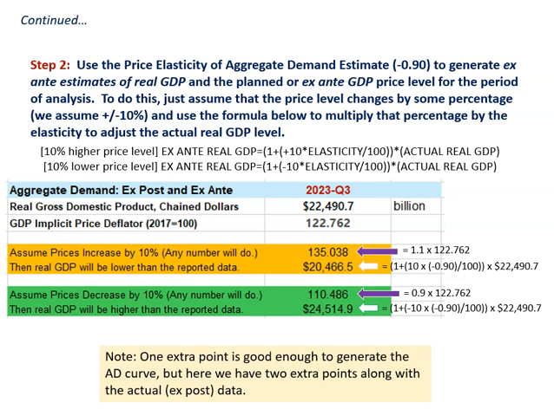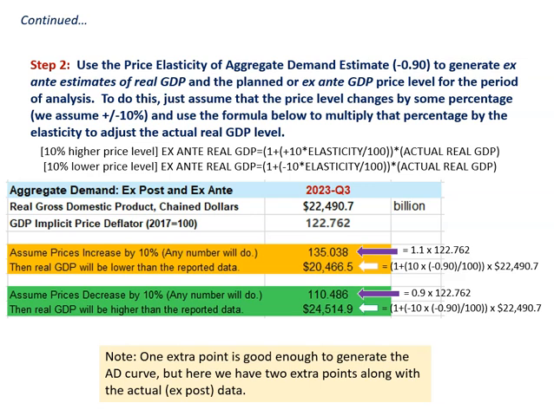Step 2. Use the price elasticity of aggregate demand estimate, that is, minus 0.90, to generate ex-ante estimates of real GDP, based on an ex-ante GDP price level for the period of analysis. To do this, just assume that the price level changes by some percentage, to get a new price point, and to find the aggregate demand value or coordinate, use the elasticity formula where we know the elasticity is minus 0.90. Although we need only one extra point to develop that aggregate demand curve, we will generate 2 points. To do this, assume prices increase by 10% and also decrease by 10%, although any growth rate change will do.